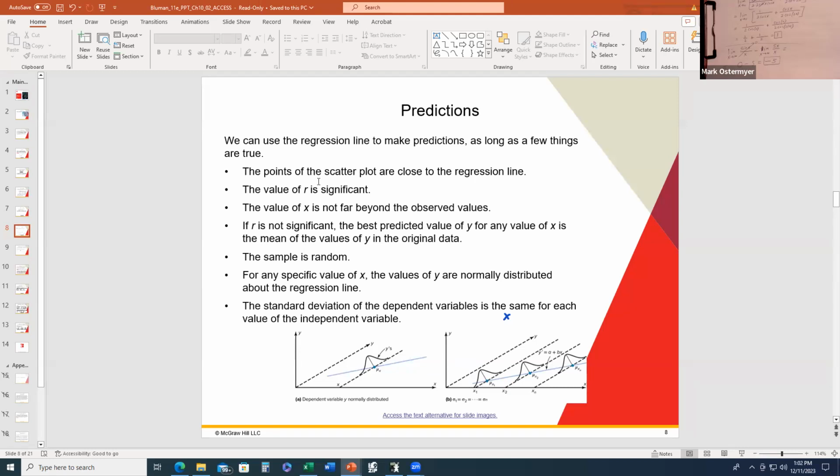Okay. Now we can use the regression line to make predictions as long as a few things are true. Number one, the points of the scatter plot are close to the regression line. That's obvious. If your ordered pairs are far away from your regression line, then maybe you chose the wrong regression. Maybe you should be using some other sort of regression. For instance, if your scatter plot looks like maybe they belong on a parabola, then maybe you should do what's called quadratic regression.